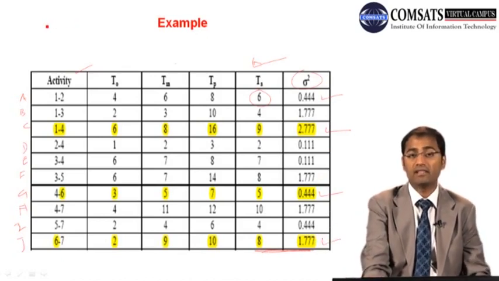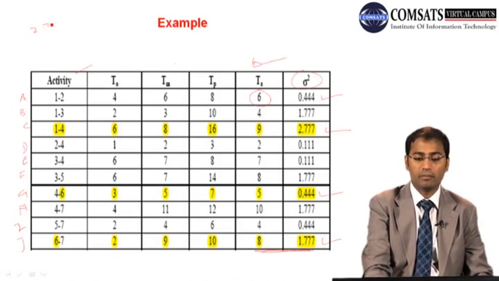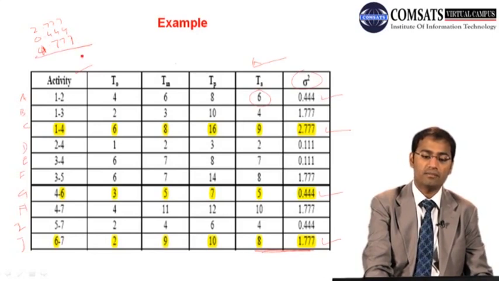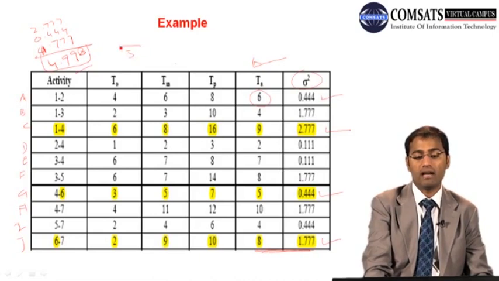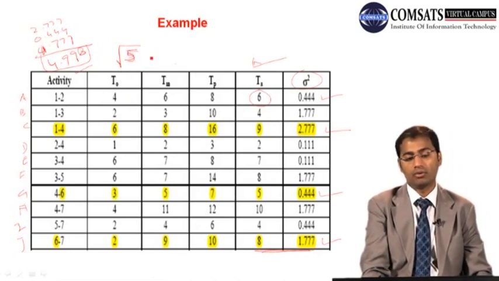So we add the variances: 2.777, then 0.444, and then 1.777, right? So that adds up to about 5, 4.998. So 5 under root. Okay, if we take 5 under root, that is about 2 point something.